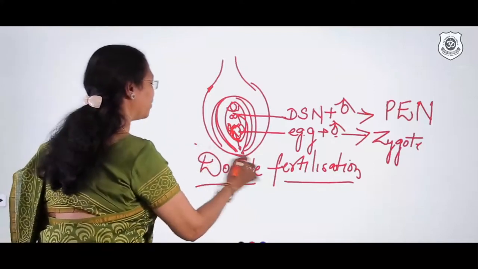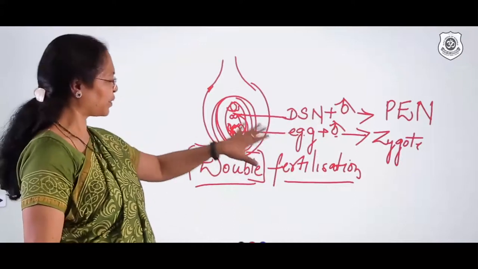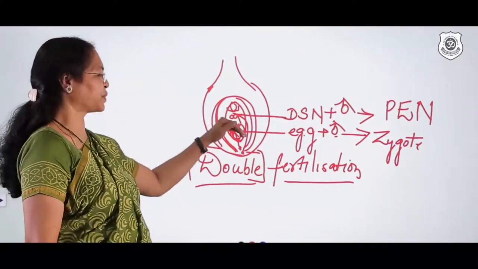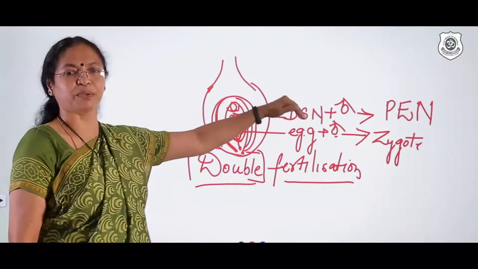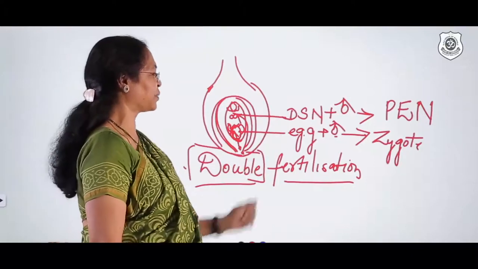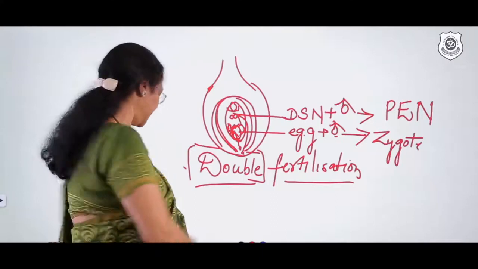Just to give you an idea of why the word double. There are two male gametes that you should know. What will the two male gametes do? One will fuse with the egg. The other one will fuse with the diploid secondary nucleus. So hence, since there are two, we call the phenomenon double fertilization in angiosperm.